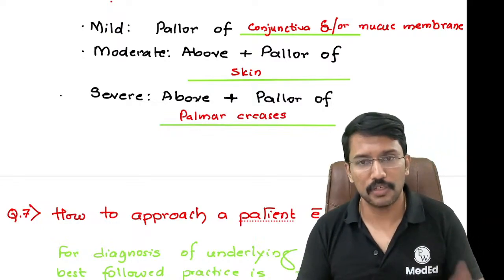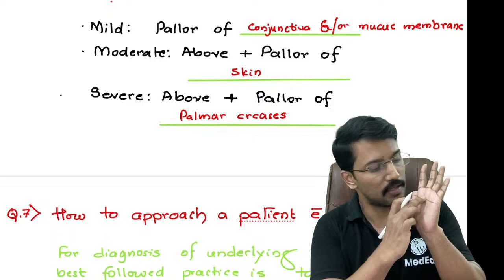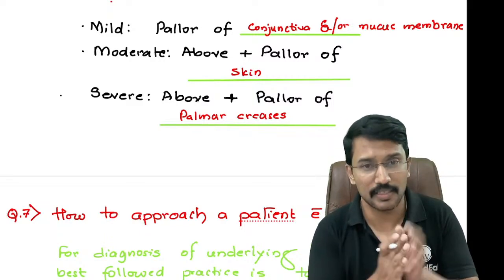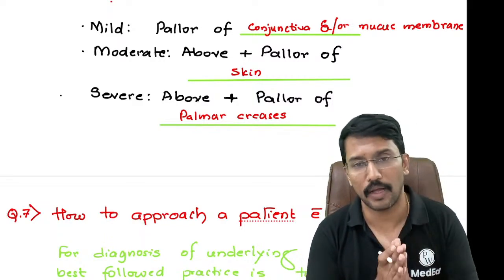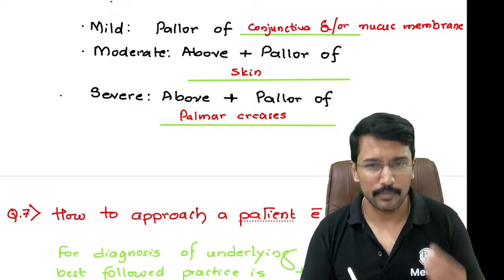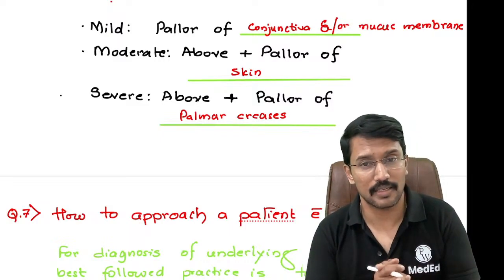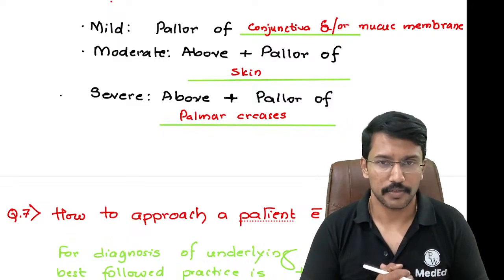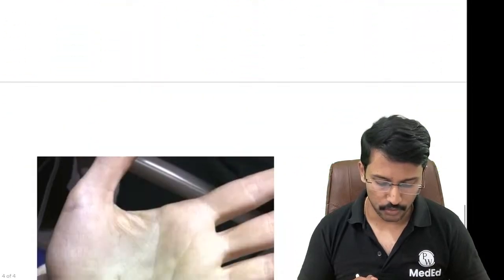So whenever you see a patient with pallor and the palmar crease is as pale as the rest of the palm, it means it is severe anemia or there is severe pallor. And I've already told you, in most cases, it indicates that hemoglobin is less than 7 grams per deciliter. So when you look at such a patient, it is going to look somewhat like this, right?